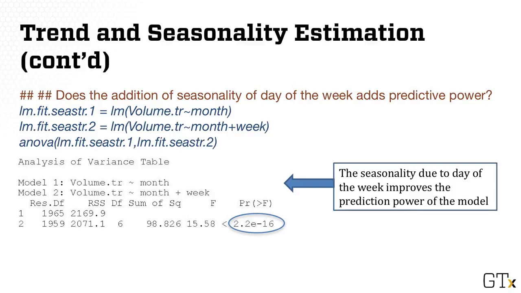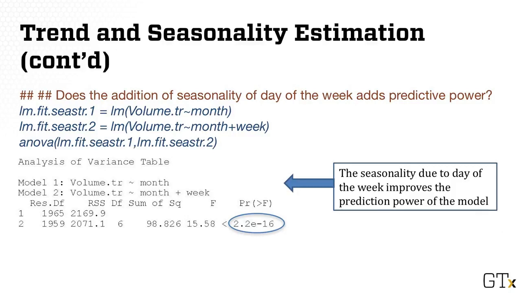The p-value of the test is very small, indicating that we reject the null hypothesis that the simpler model with monthly seasonality only is as good as the one with both layers of seasonality, suggesting that both monthly seasonality and day of the week seasonality are predictive.